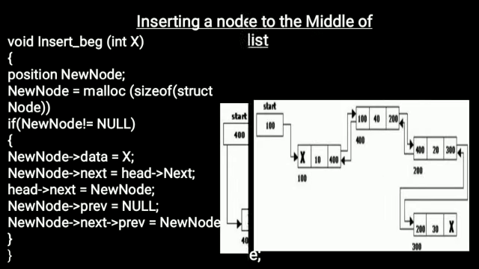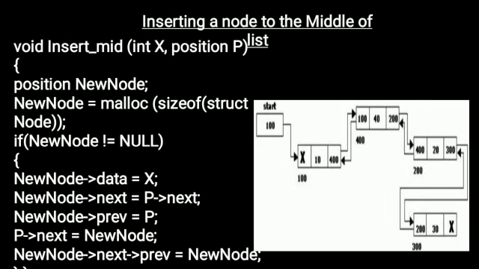Next, we see how to insert a new node at an intermediate position, that is the middle of the list. Insertion operation, so the return type is void. Write a function name as insert mid. Here we are using 2 input values. First one, x value, that is the data to be inserted. Second one, the position value, the new node to be inserted after the given input position.